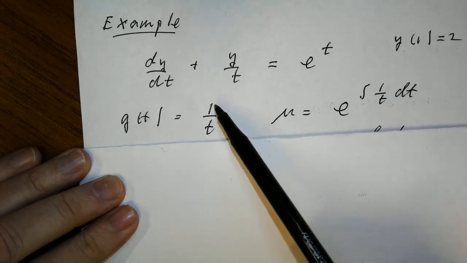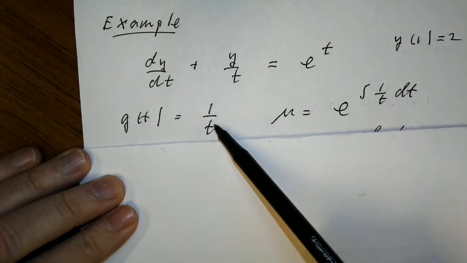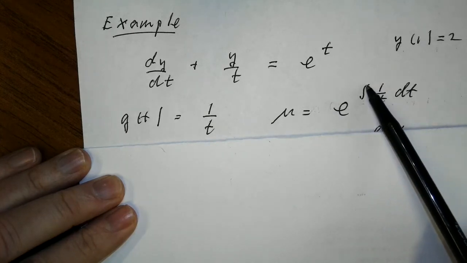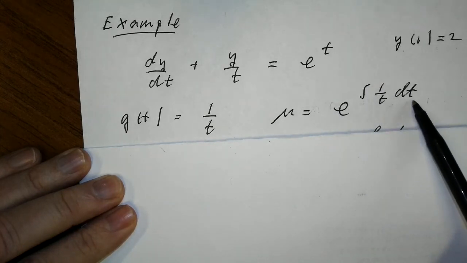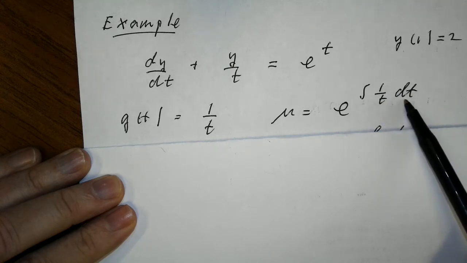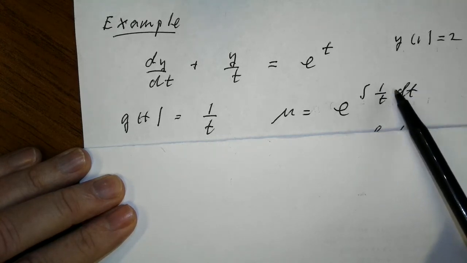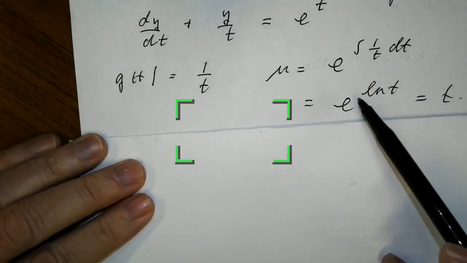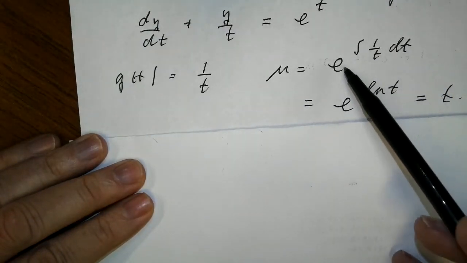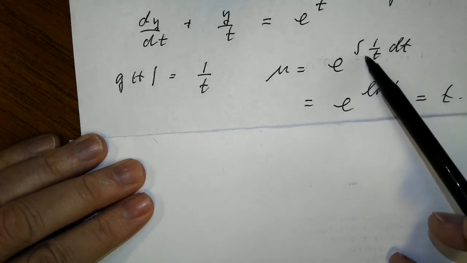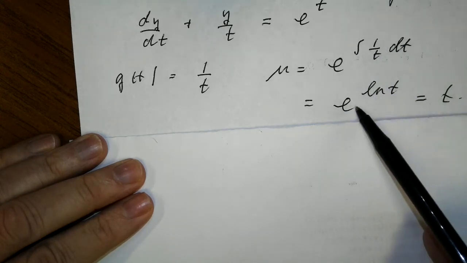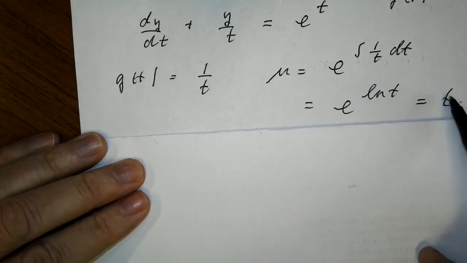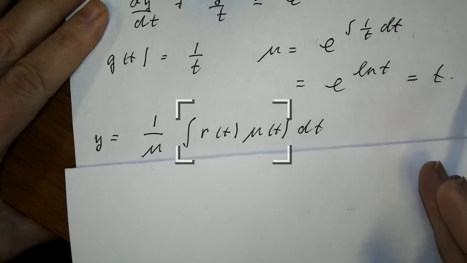So to compute our integrating factor, we have to integrate this and then exponentiate the result. So it's e to the integral of 1 over t dt. Now, the integral of 1 over t dt, strictly speaking, is the natural log of the absolute value of t, but we can get away in this case with using just the natural log of t. So we have e^(ln t), and that simplifies using properties of the exponential to be equal just t. So our integrating factor is just t.